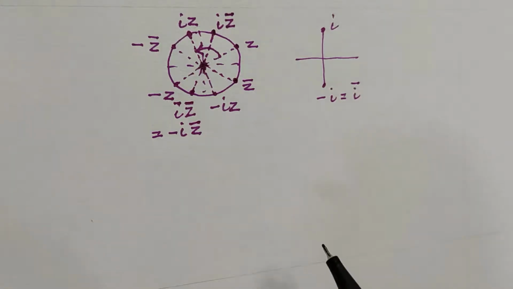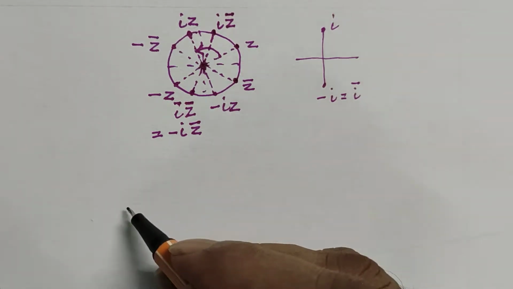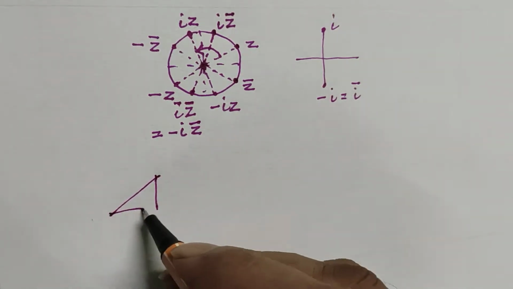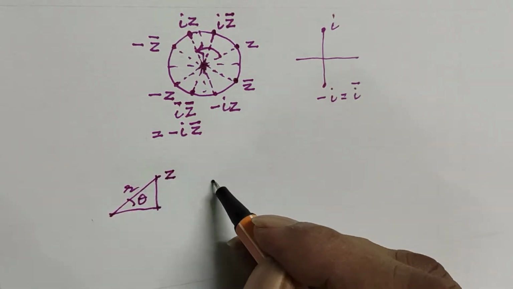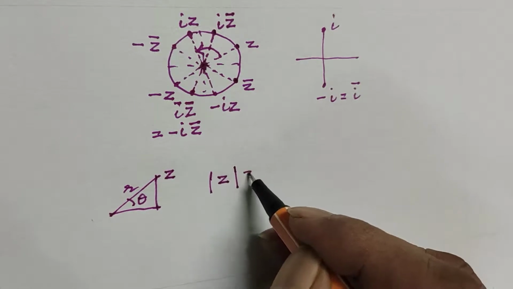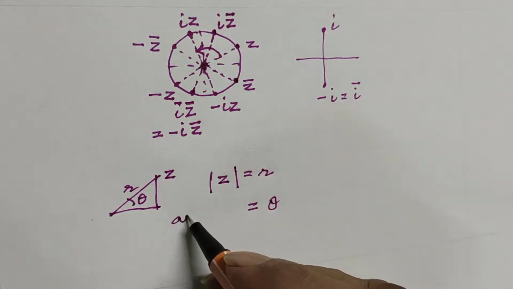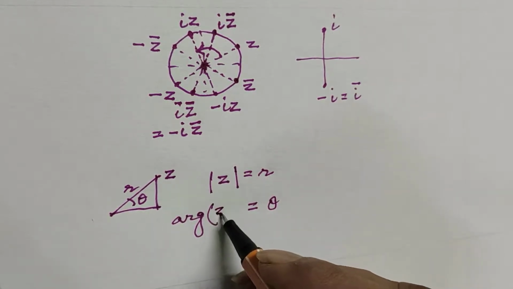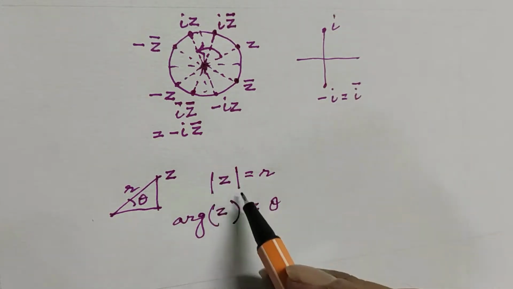Coming back to another notation in complex number, we have from the beginning been talking about r and theta. If this is z, then modulus of z is r. And how do we write theta? We write it as argument of z, or amplitude of z, equal to theta. So this is just a notation. It is all about r and theta. When you see this, remember theta. When you see this, remember r.